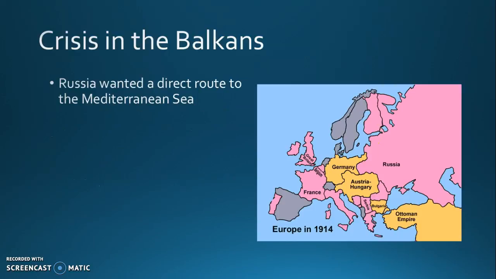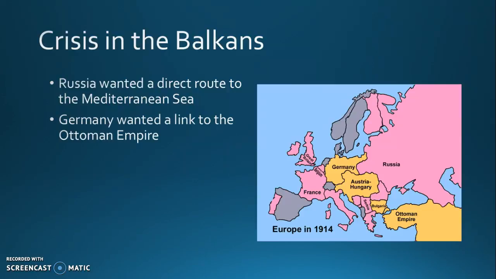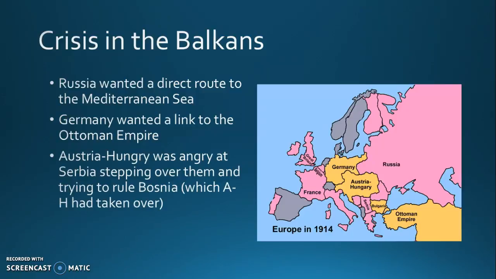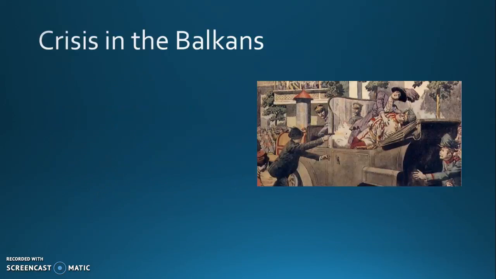So down in the Balkan Peninsula, everyone wanted something different. Russia wanted a direct route to the Mediterranean Sea. Germany wanted a link to the Ottoman Empire, which is now the Turkish Empire. And Austria-Hungary was so angry at Serbia for stepping over them and trying to rule Bosnia, which Austria-Hungary had taken over. So, with all the militaries getting stronger, all the alliances, the imperialism, and the nationalism causing all the problems, all it needed was just a spark to ignite the powder keg.